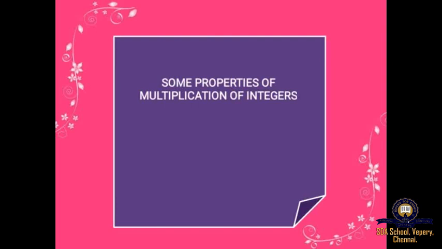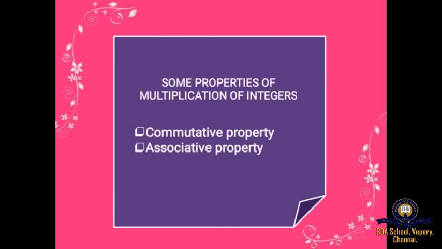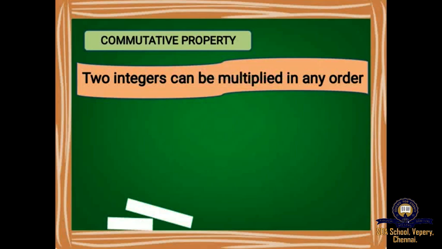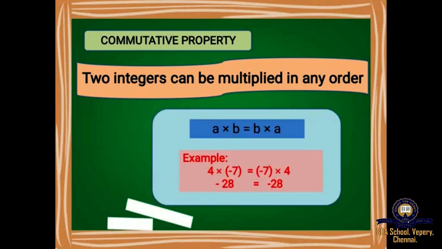Some properties of multiplication of integers. We have commutative property, associative property, and distributive property. Commutative property: two integers can be multiplied in any order. A into B is equal to B into A, where A and B are any two integers. Here we have an example. 4 into minus 7 is equal to minus 7 into 4. Both give the answer minus 28.